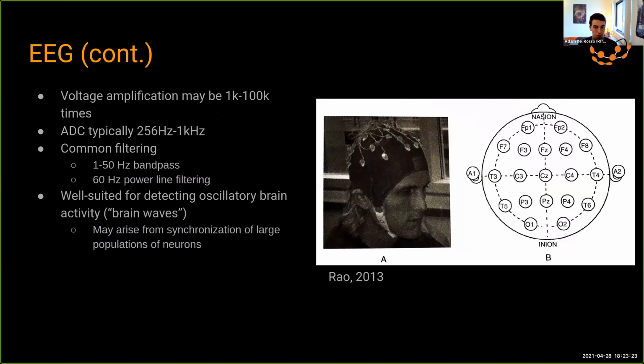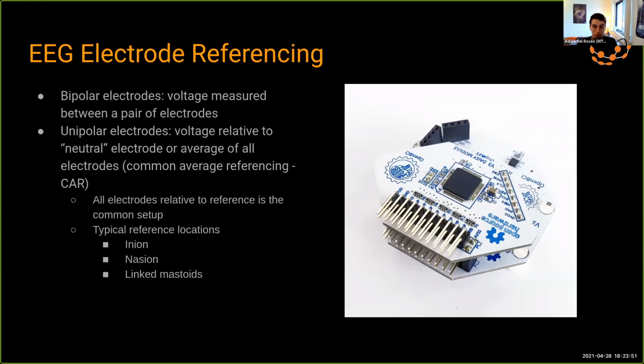So again, we're talking about pretty weak signals. So your amplification might be 1 to 100,000 times. And typically the sampling rates you're going to see are from 250 hertz to a kilohertz. And the OpenBCI Cyton board is capable of 250 hertz in its standard configuration. If you add that DAISY module, you drop it to 125, so you halve it.